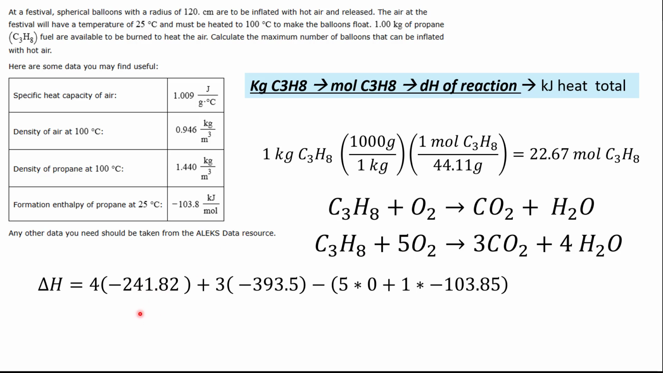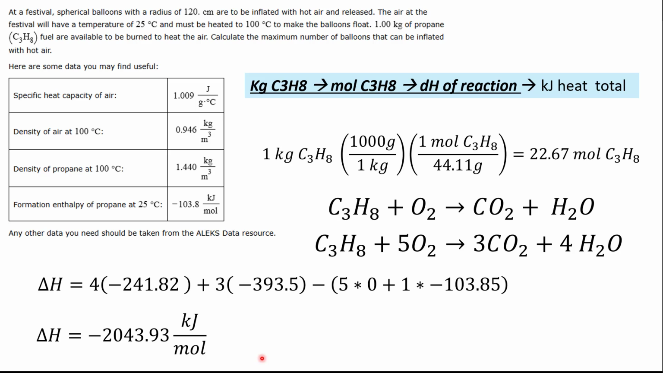Do make sure that you grab the ΔH for gaseous water, otherwise it'll throw your numbers off. So we have 4 times water, 3 times carbon dioxide, minus 5 times oxygen, and our 1 times our C3H8. From here, we type this into our calculator, being careful to remember that this negative applies to this entire thing to get our answer. So this is going to be our total heat that we have.